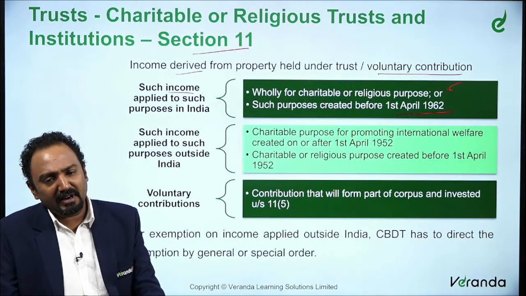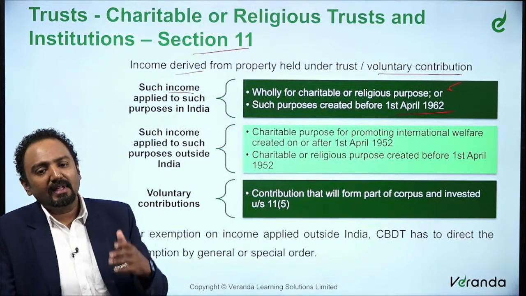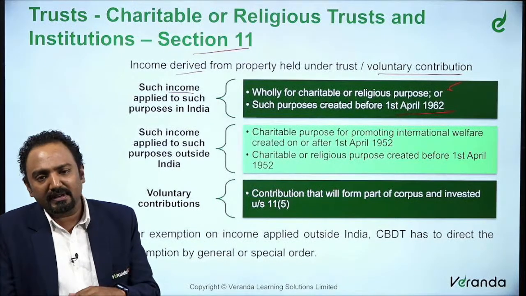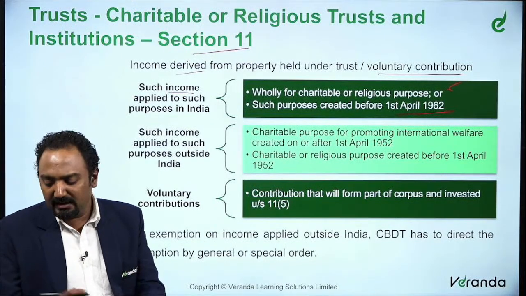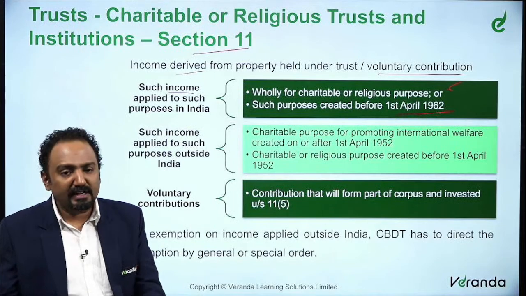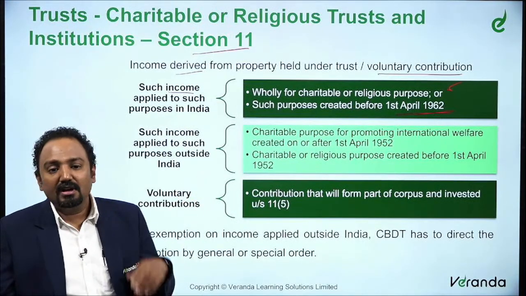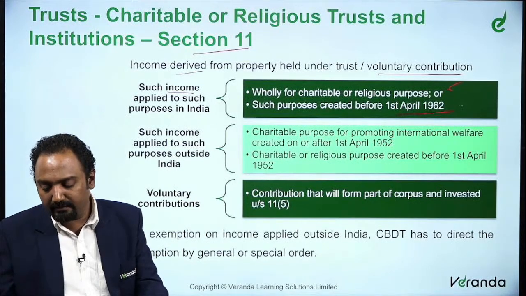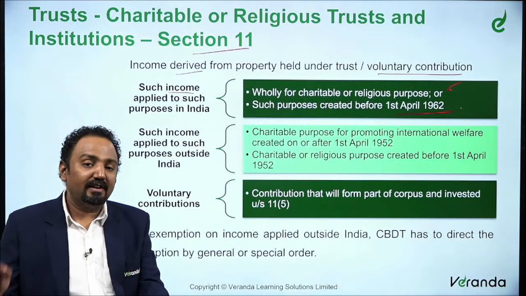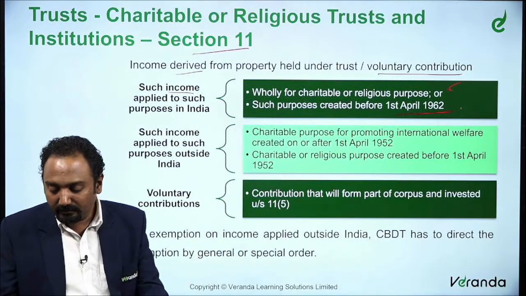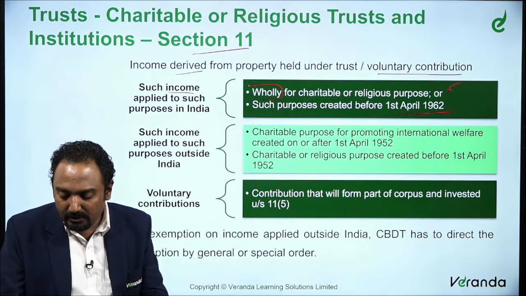What is this 1st April 1962? It is basically the income tax rules. Income tax rules came only from that period. So anything before that will still be applicable. So such purpose created before 1st April 1962 under the earlier act or whatever, that is still okay. Otherwise the entire income has to be applied for the purposes in India wholly. It's not even wholly or partly, it is wholly, that is 100%, right.